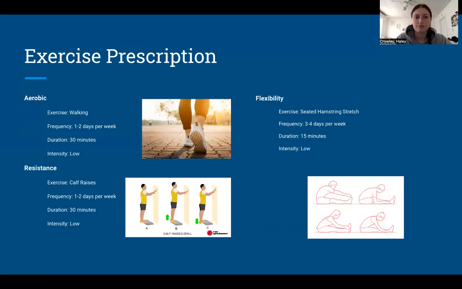For my exercise prescription for aerobic, I chose the exercise of walking for 1 to 2 days per week for 30 minutes at a low intensity. For resistance, I did calf raises for 1 to 2 days per week for about 30 minutes, also at a low intensity. For flexibility, I recommend a seated hamstring stretch for 3 to 4 days per week, 15 minutes at a low intensity.